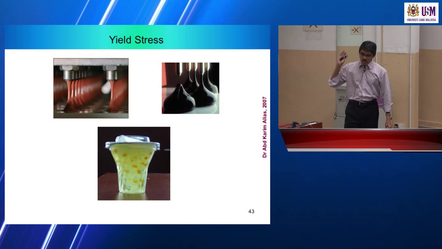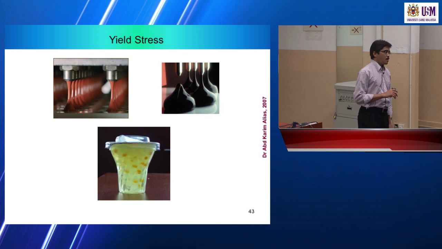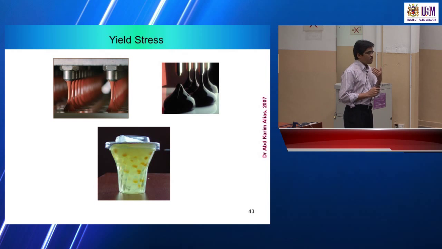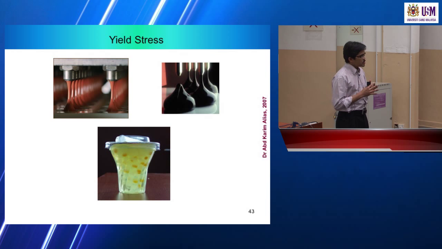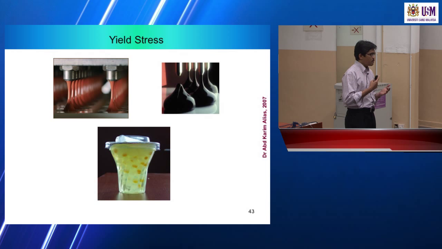So from these examples, we can see different food materials display different flow behavior. They flow differently. So we want to describe the different flow behavior in terms of the viscosity of the material. And what is the significance of the different types of flow behavior? What is the implication of this in the food industry, in food processing, in food formulation, when we use different types of ingredients?